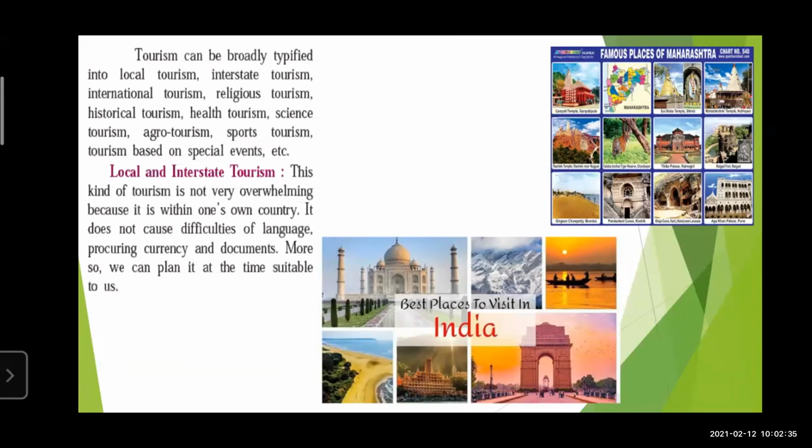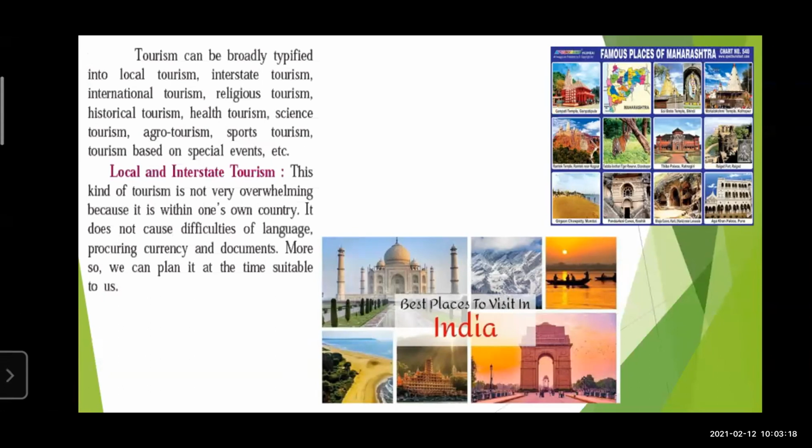Now we will do all these types in detail, starting from local and interstate tourism. When you say local, it means within our local area or local city, and interstate means within our own state. Like we live in the state of Maharashtra, so within our own state, that type of tourism is also there. This kind of tourism is not very overwhelming, because it is within one's own country. It does not cause difficulties of language because we know the language, the local language or the language within our country.